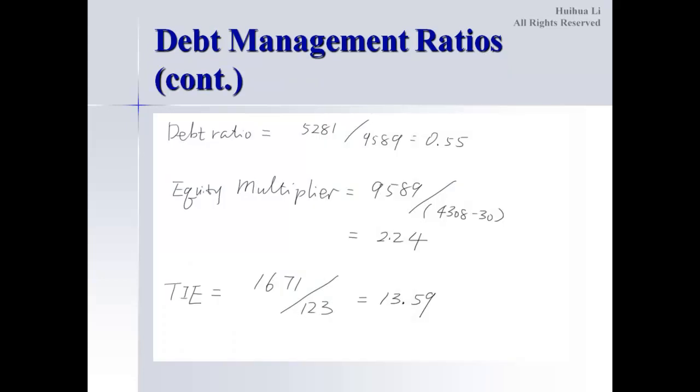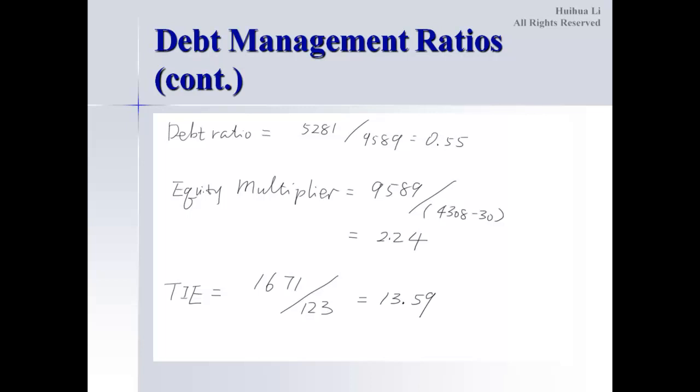For debt ratio, you can find the information of total liabilities and total assets in balance sheet. Debt ratio of 0.55 means that 55% of the firm's assets comes from borrowing. This implies that 45% comes from equity. Equity multiplier is 2.24. When calculating equity multiplier, we need to get the information of common equity, which is total equity 4,308 minus preferred stock 30.